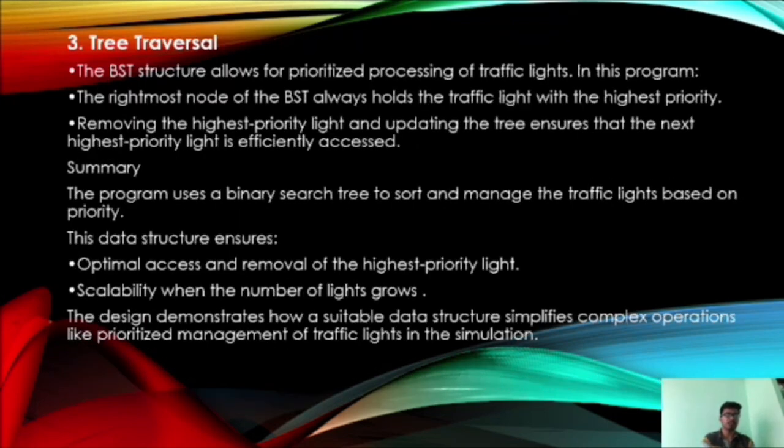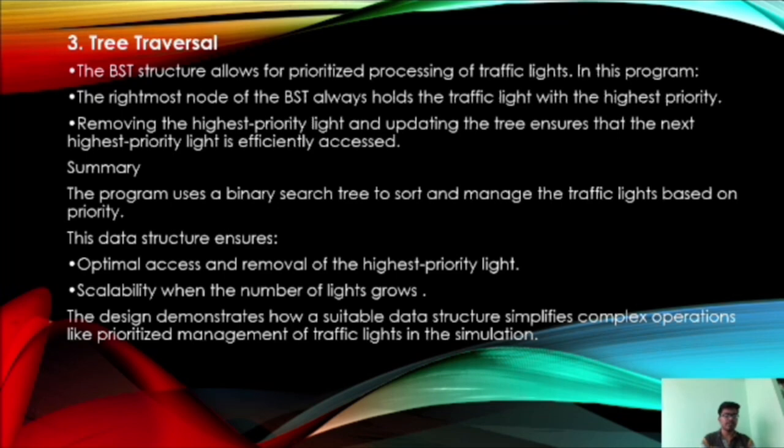Through tree traversal, the binary search structure always allows for prioritized processing of traffic lights in this program. The rightmost node of this binary search tree always holds the traffic light with the highest priority. Removing the highest priority light and updating the tree ensures that the next highest priority light is efficiently accessed.